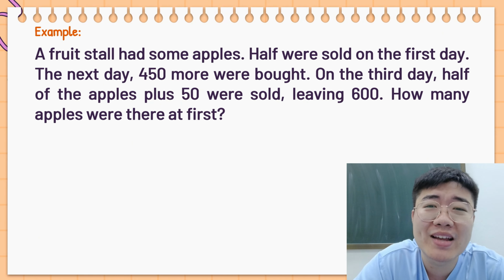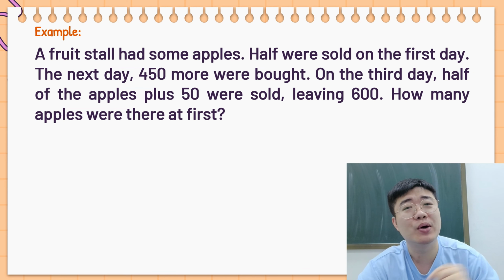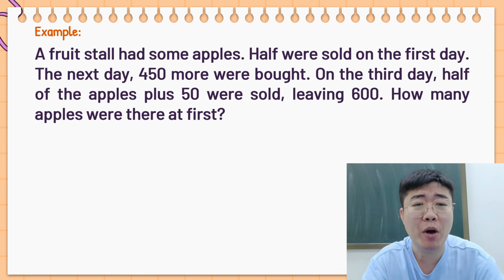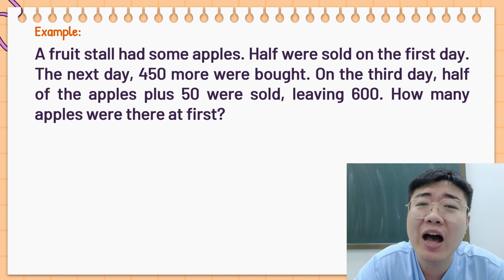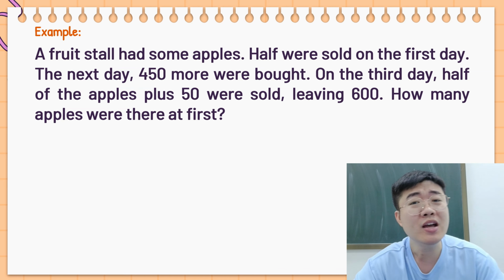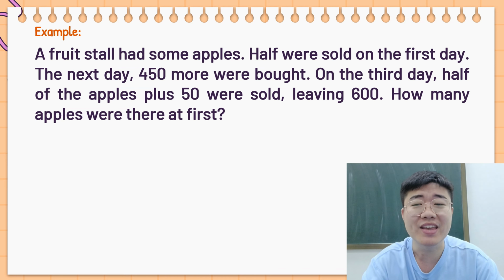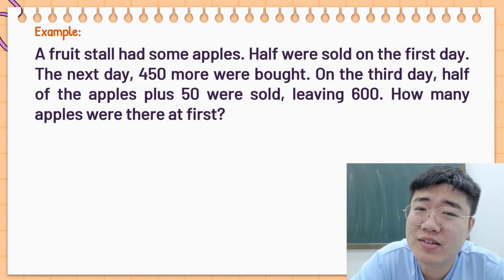So the first stall has some apples, half were sold on the first day. The next day, 450 more apples were bought. On the third day, half of these apples plus another 50 were sold, leaving 600 behind. So they're asking how many apples were there at first.